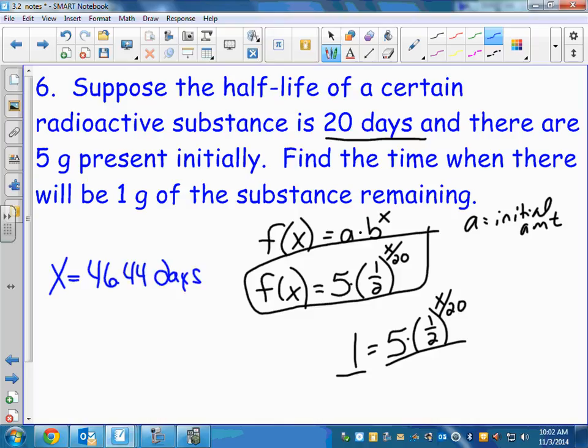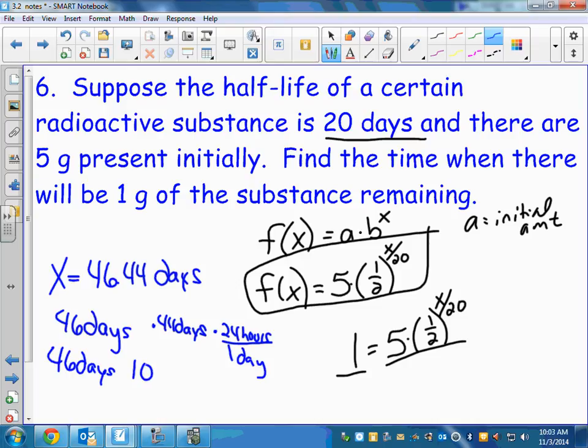Again, we could be really specific here, and we could say 46 days, and how would I change days into hours? Have like 0.44 days, and you could multiply that in 1 day. There's 24 hours. Oh, it's like chemistry. That is exactly. It's my favorite thing in chemistry. Dimensional analysis. 0.44 times 24. 10.56. So we could say 46 days, 10.56 hours, or we could be uber nerds and change 0.56 into minutes, and then we can change minutes into seconds. 33.6. I'd just like to show you that you can.